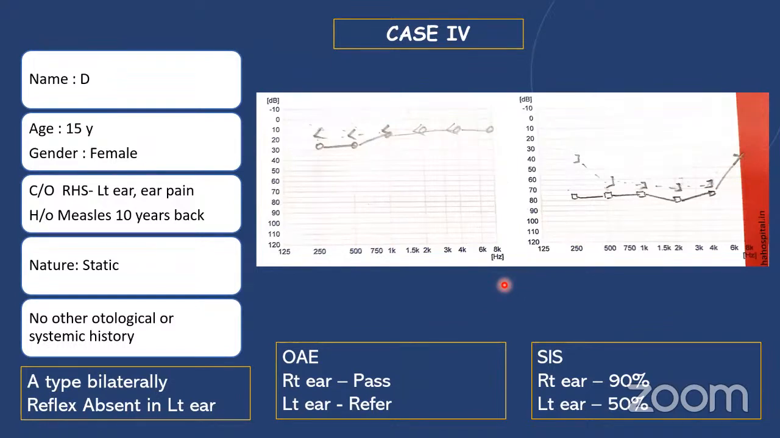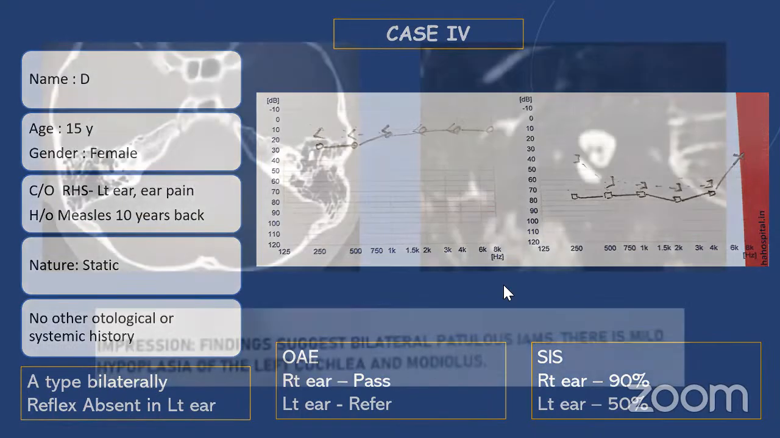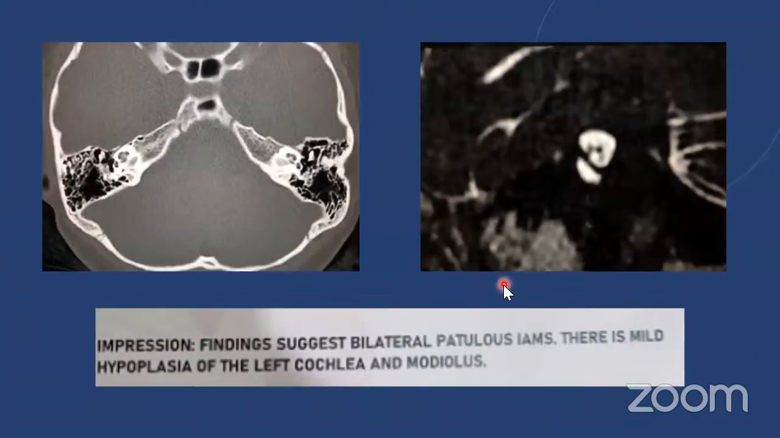After doing all the audiological tests, we suspected there could be some retrocochlear involvement. So this case was sent for MRI, and it was found, though the pictures may not be very clear, that the left-sided cochlea had a very small apical portion, and bilateral patulous internal auditory meatus were found, and there was mild hypoplasia of the left cochlea and the modiolus.